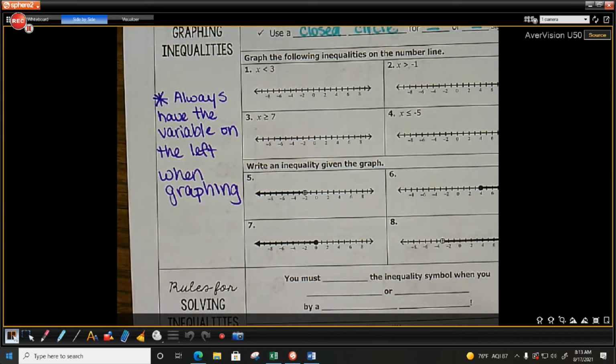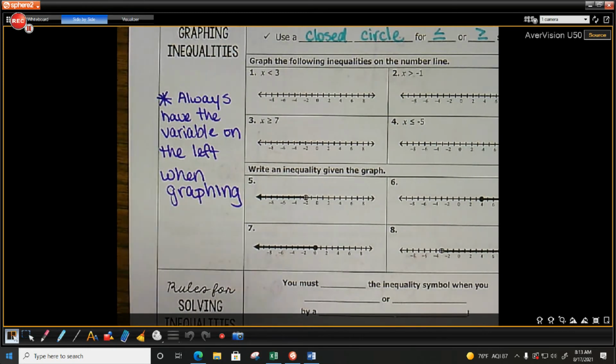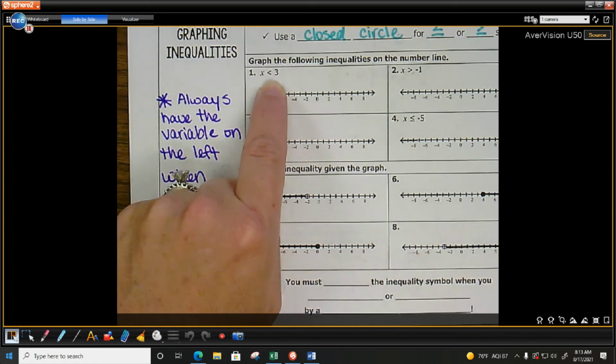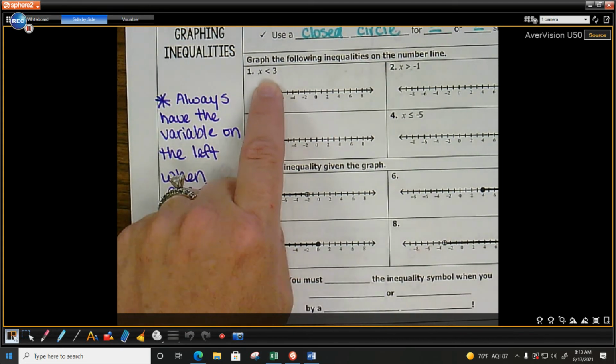Okay, so the way we do these. Do I have an open or closed circle? Do you see the equal to under the line? No, there's no equal to under that inequality sign. So it's going to be an open circle on 3. So go to 3 and put an open circle there.